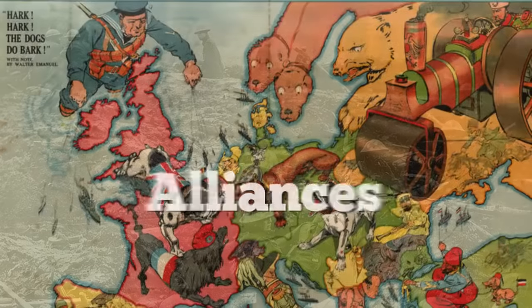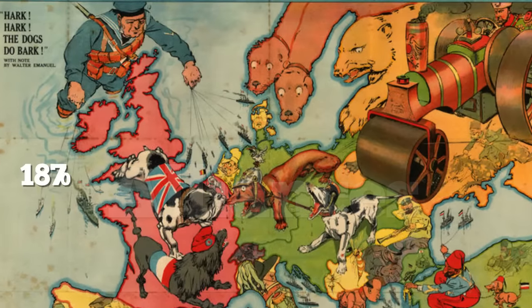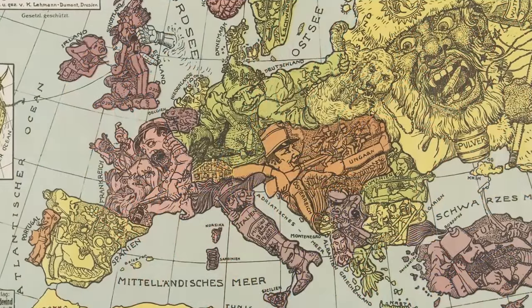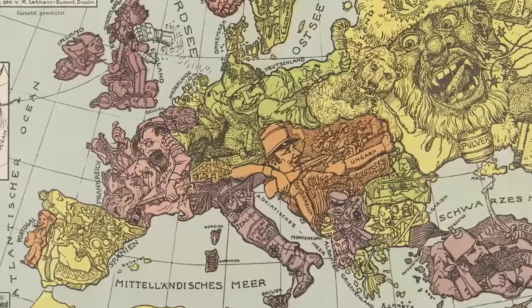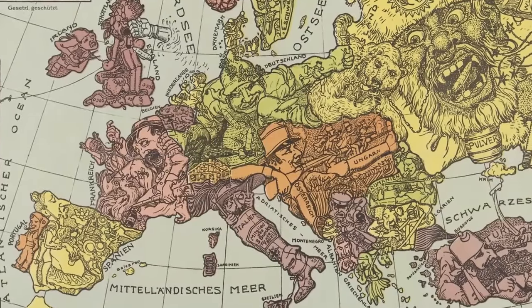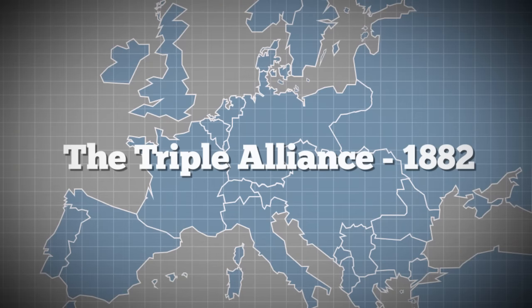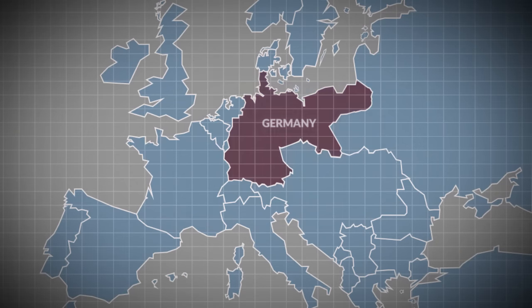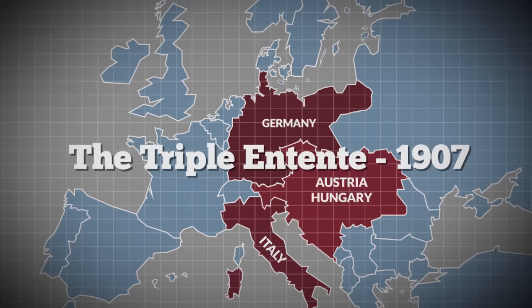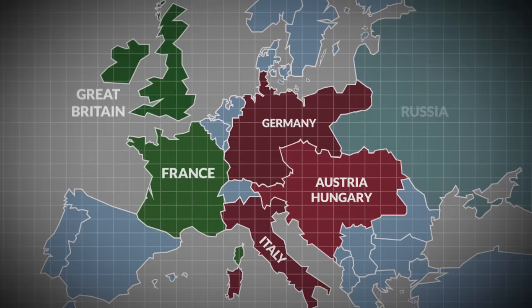A web of alliances developed in Europe between 1870 and 1914, effectively creating two camps bound by commitments to maintain sovereignty or intervene militarily. The Triple Alliance of 1882 linked Germany, Austria-Hungary, and Italy. The Triple Entente of 1907 linked France, Britain, and Russia.